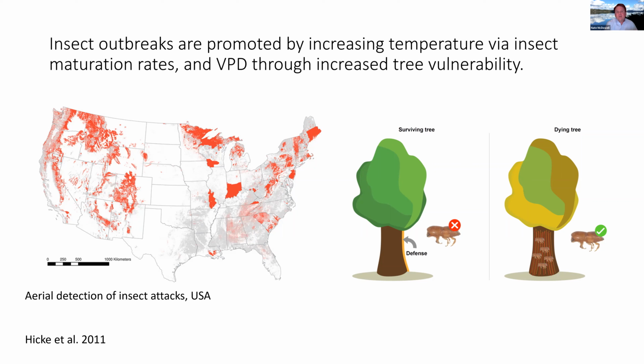But on top of that, we have this increased tree vulnerability because of greater water loss from the soils and the leaves due to rising VPD. I would note, even if we don't have greater water loss, stomatal closure means less carbon uptake. So what's worse for the tree when it comes to surviving insect attacks is an outstanding physiological question.